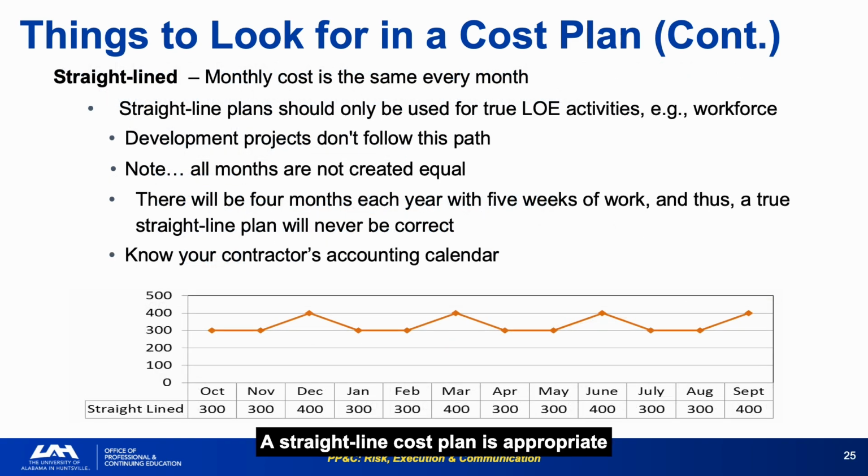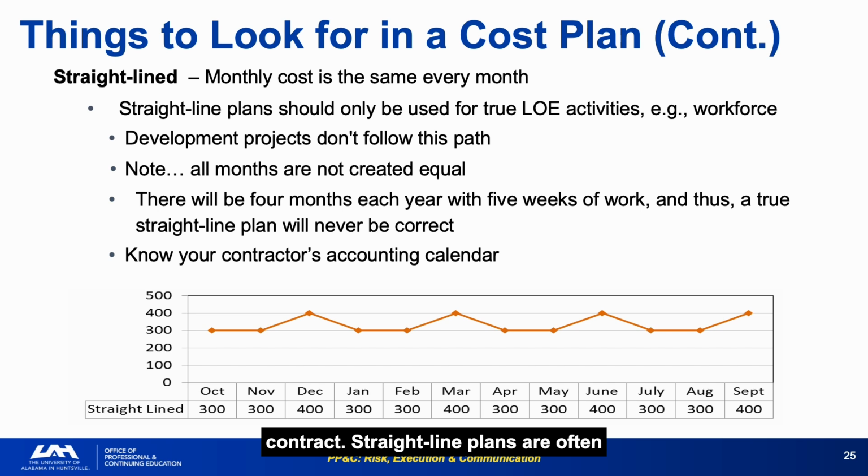A straight-line cost plan is appropriate only for true level-of-effort activities, such as steady-state workforce support. Development programs cannot legitimately have straight-line cost profiles because development work is not evenly distributed across months. The observation that not all months are created equal, 4 months each year contain 5 weeks of work, is one of the most practical reminders in budget execution. A straight-line plan that does not account for this is wrong by definition on a weekly reporting contract.